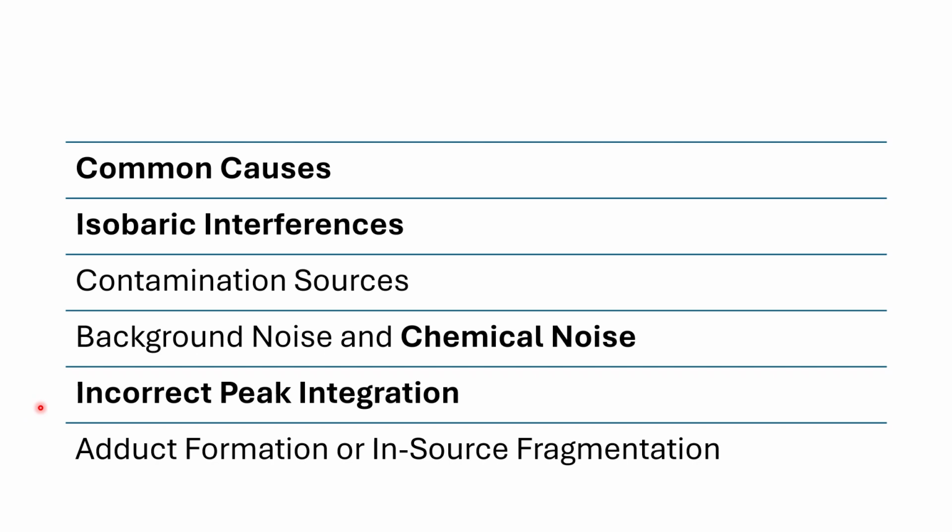Fourth one is incorrect peak integration. Now this happens when the software algorithms pick baseline noise, shoulders of adjacent peak, or artifacts as your target peak.